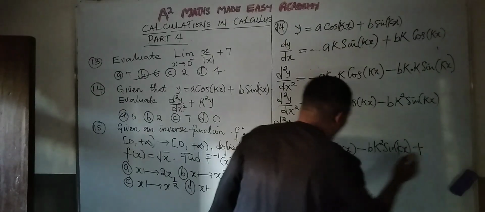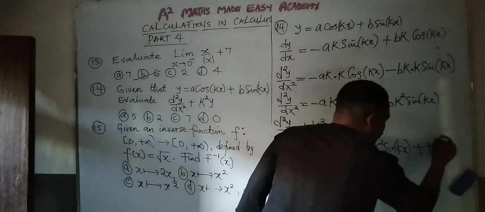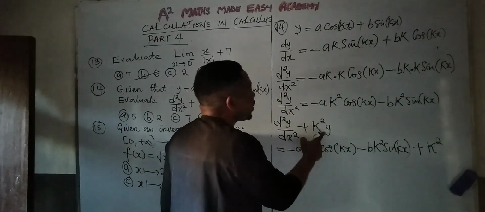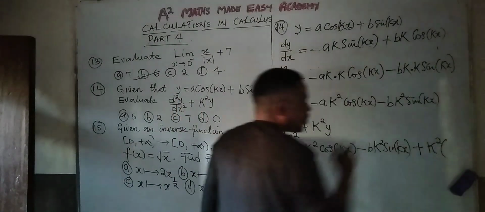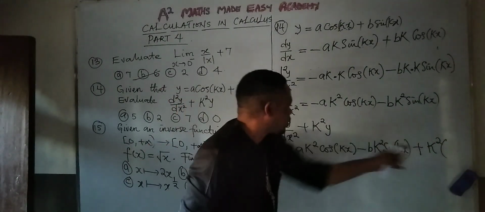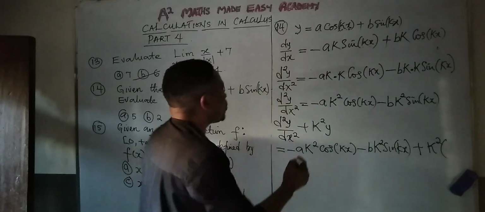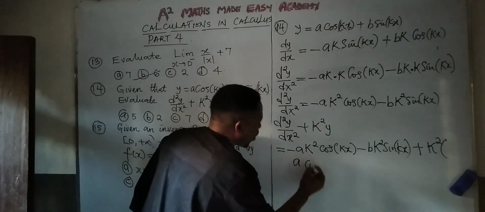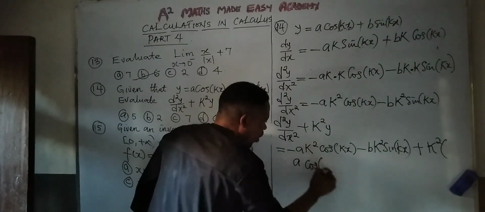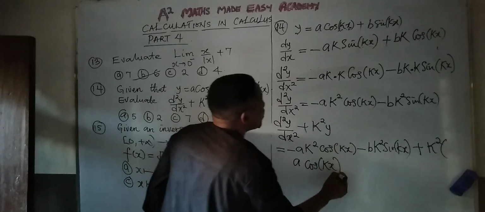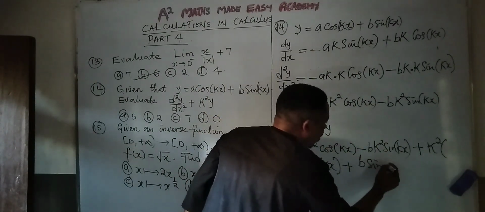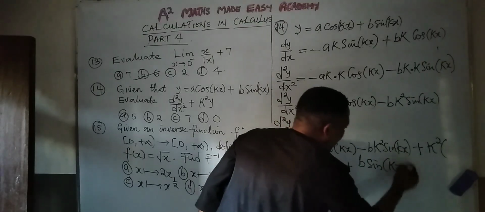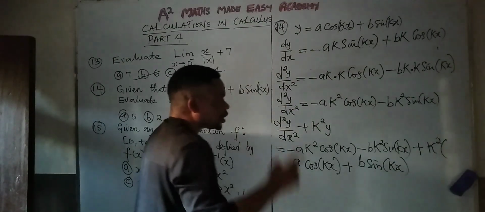What is here? Plus, right? And I'm left with K squared. I have seen y. What is y? Look at y, the question. I will now open the bracket and now identify the value of y. What is the value of y? It is a cos Kx. Are you with me? Close the bracket. Followed by plus b sine Kx. Close the bracket. What is my target?